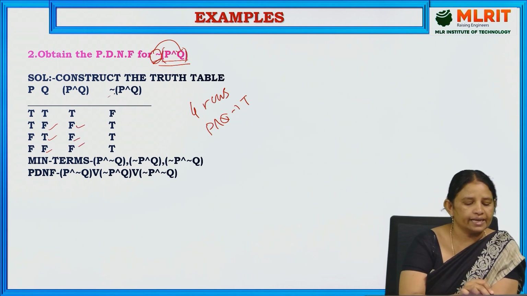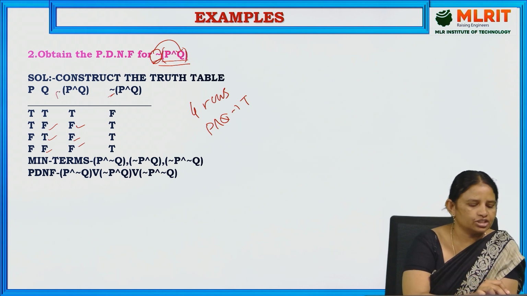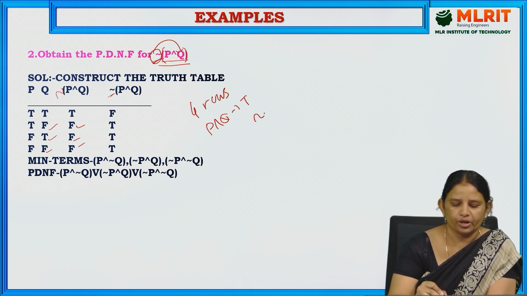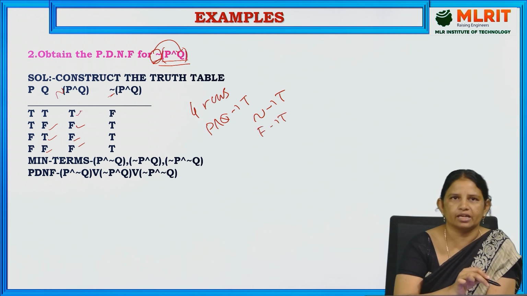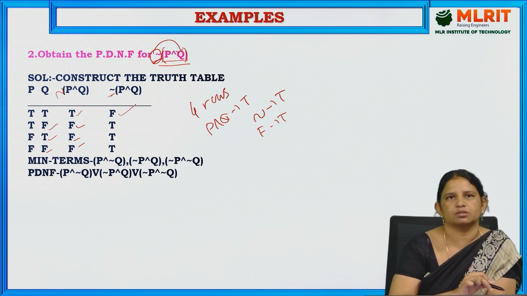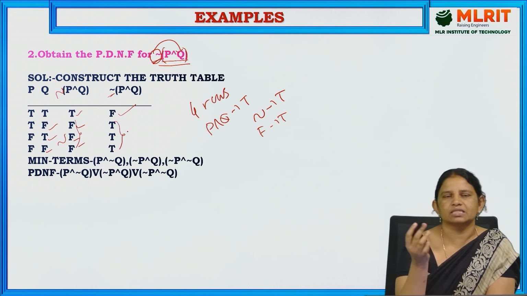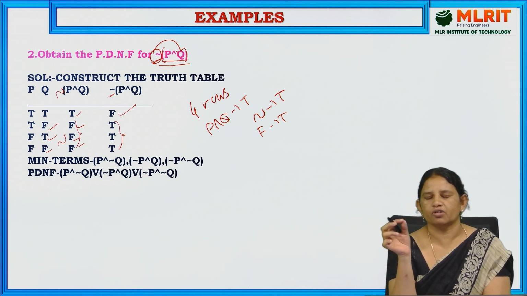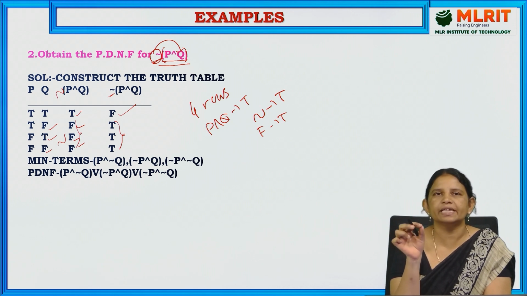Then take the negation of the given proposition. If you apply the negation, true becomes false and false becomes true. The first value is true, and when we apply the negation, it becomes false. For the remaining 3 that are false, applying the negation makes all of them true. We do not bother about the false ones. We need to concentrate on the true terms only. True terms are the minterms in the case of PDNF.